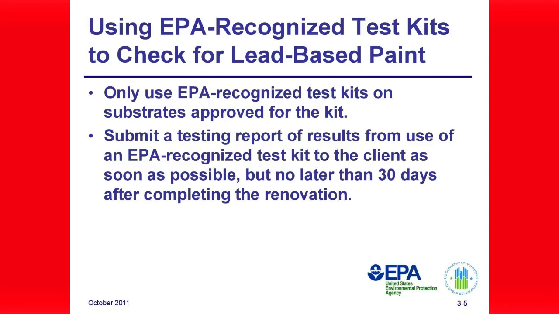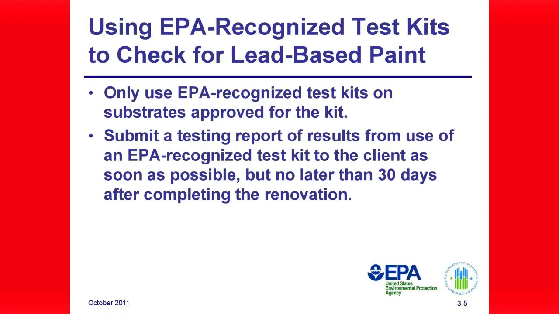Presently, EPA only requires the use of test kits to determine lead-based paint is not present on the surface. These test kits only tell you yes or no, positive or negative. Is it present or not present? It doesn't tell you how much is present, but it does tell you if there's some presence of lead-based paint.